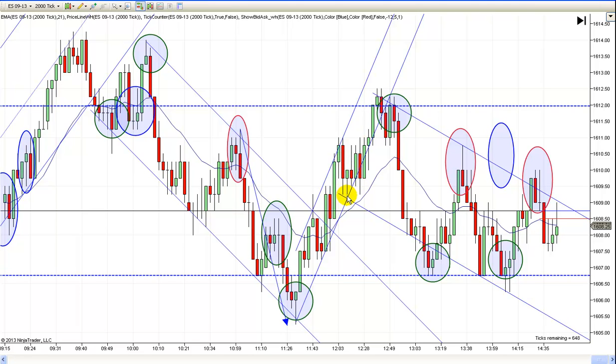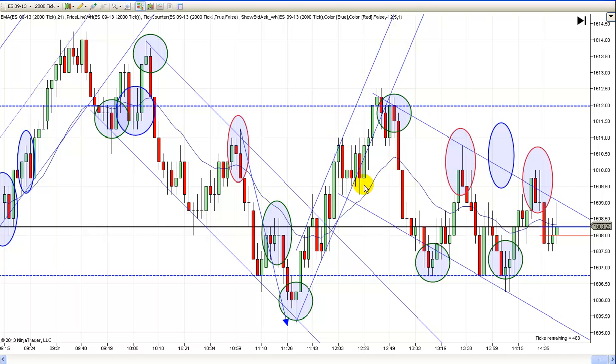We weren't quite back to the EMA or the trend line, so you could have entered right there, but what you're better off to do is see if there won't be a failed second entry short off the high itself. So let me show you that.